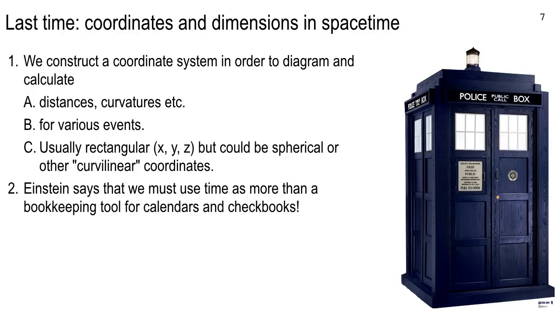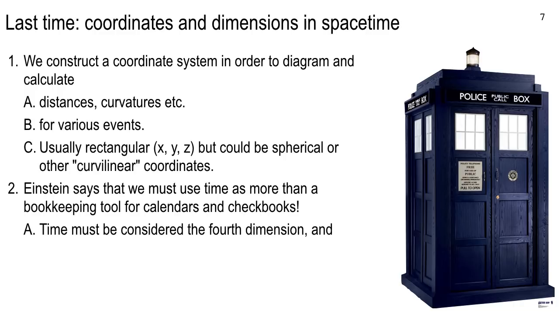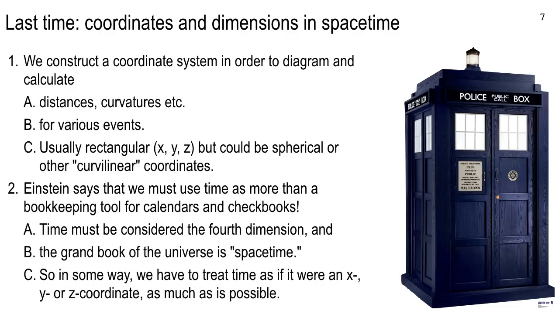Now, Einstein says that we must use time as more than just a bookkeeping device for calendars and checkbooks, which is basically what Sir Isaac Newton's idea was. Newton thought that time flowed the same way everywhere in the universe, and Einstein said, maybe not. If you consider time as a fourth dimension, then you have to think about the universe itself as a four-dimensional space-time. So we'll try to treat time as much as possible the way that we treat x's, y's, and z's: meter sticks for x's, y's, and z's, clocks for time.